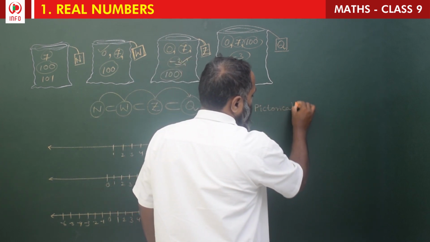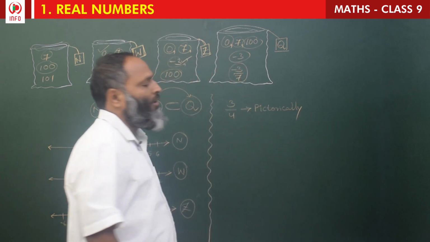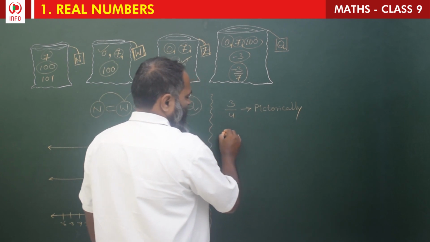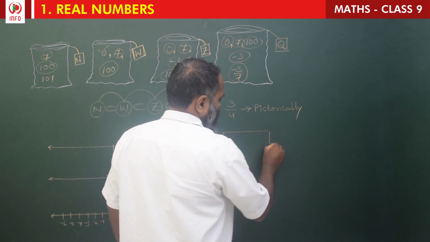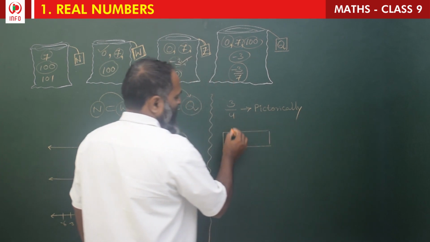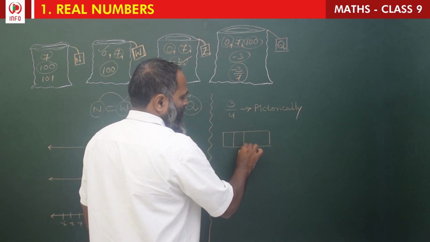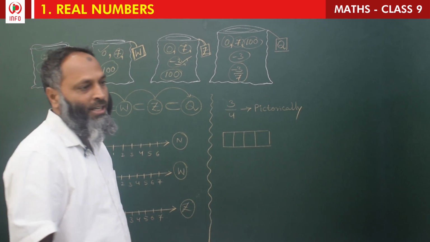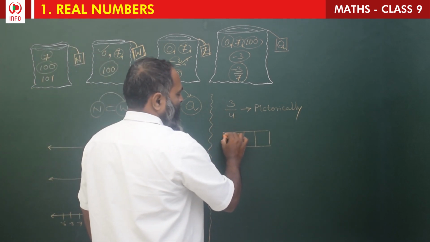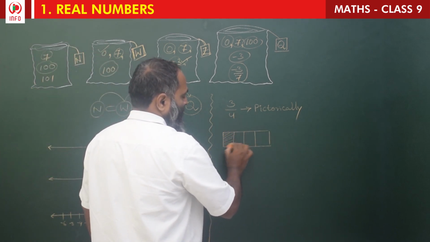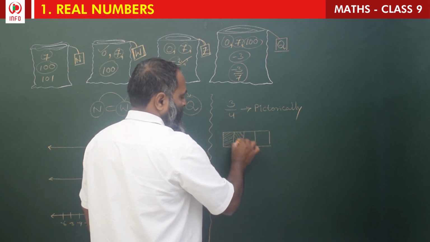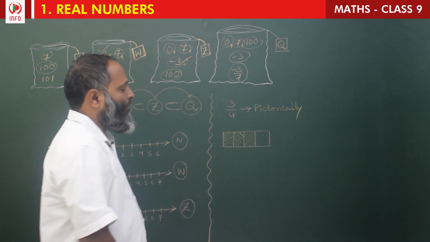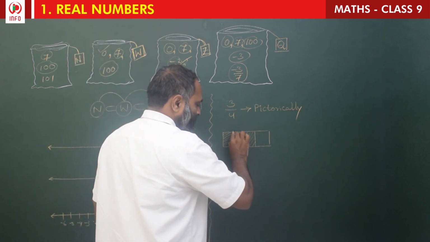pictorially, meaning as a pictograph? So we can represent 3 by 4 like this: first we make 4 equal parts, 1, 2, 3, 4. In these 4 equal parts we should shade 3 parts, 1, 2, 3. This is 3 by 4.